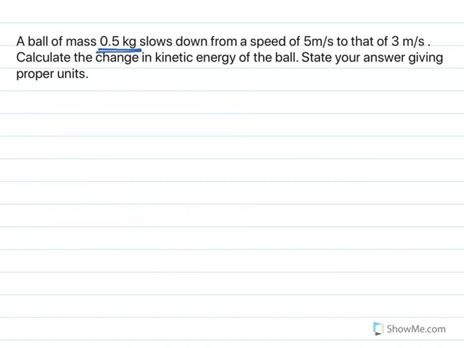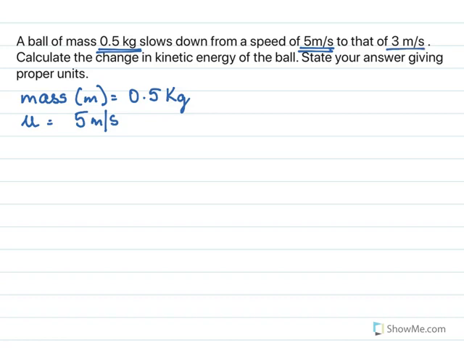A ball of mass 0.5 kg. So we have mass m, 0.5 kg, slows down from a speed of 5 meter per second. So initial velocity 5 meter per second to 3 meter per second. Final velocity 3 meter per second. Calculate the change in kinetic energy.